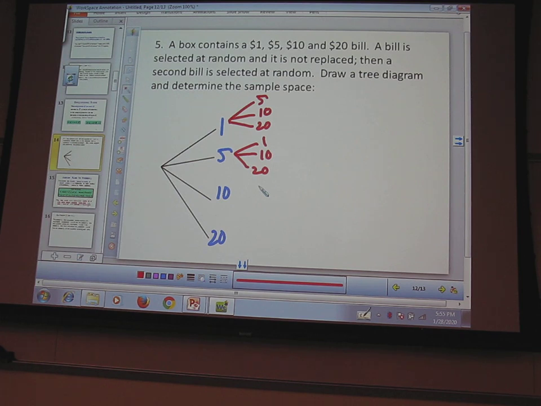right? What if I drew a 10 first? 1, 5, or 20. What if I drew a 20 first? 1, 5, or 10.